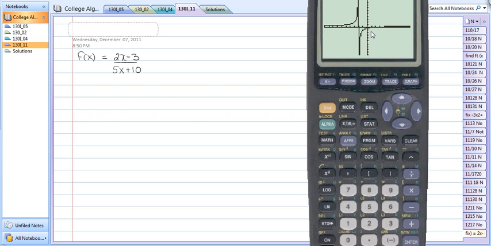Now mine is showing what appears to be the vertical asymptote. It's actually not the vertical asymptote, it's just my calculator trying to connect a dot way up here with a dot way down there, and it's showing up as almost like the vertical asymptote.